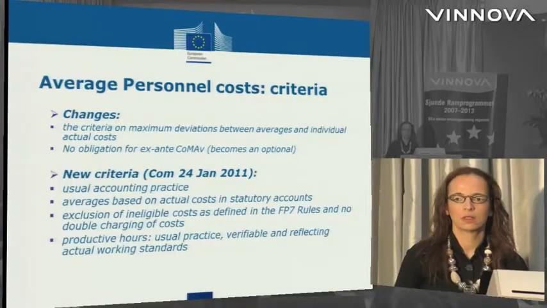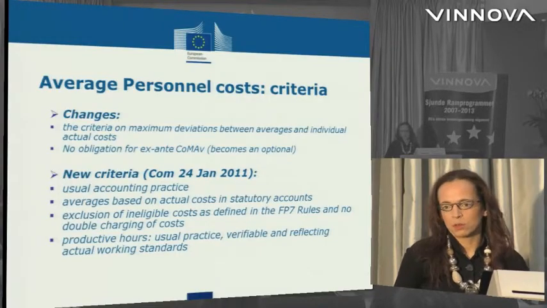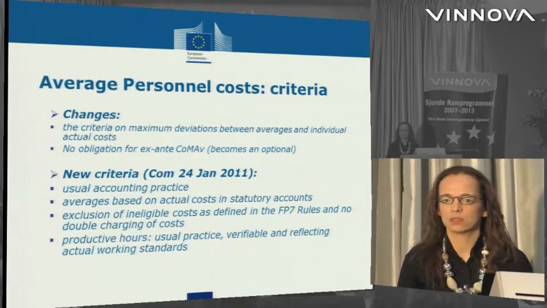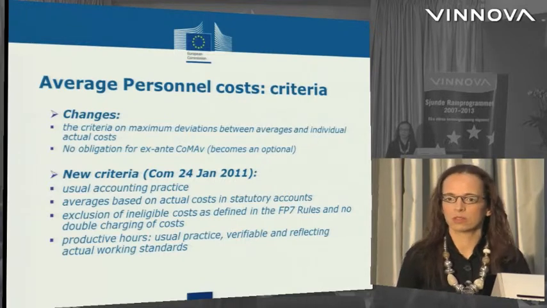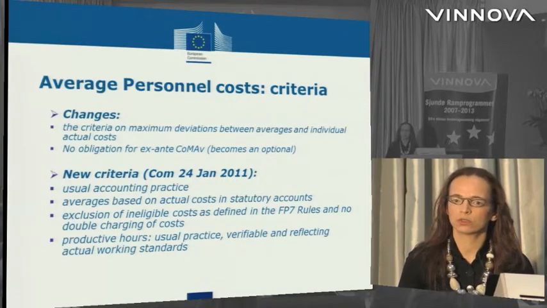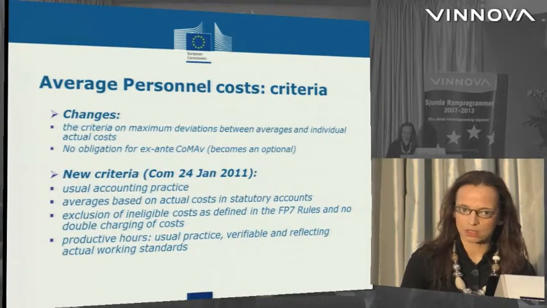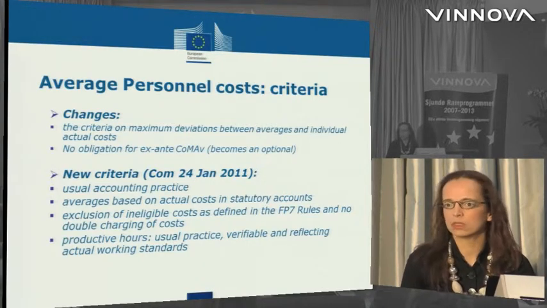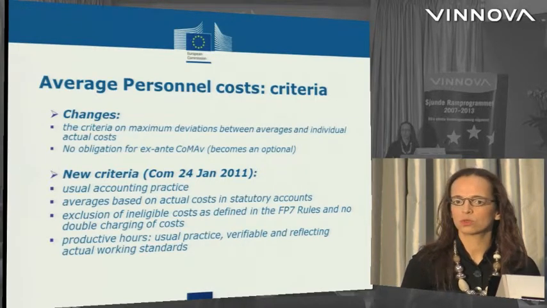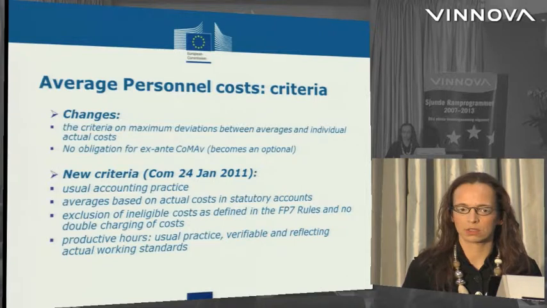FP6 did not allow for the use of average personnel costs. Of course, many of our beneficiaries use those average personnel costs as their usual accounting practice, and they were right in saying, well, Commission, why all of a sudden you do not allow me to use it? So in FP7, we made a huge step forward, and we said, yes, we should listen to the persons that we pay the grants to, and we should do something to allow for the use of average personnel costs.